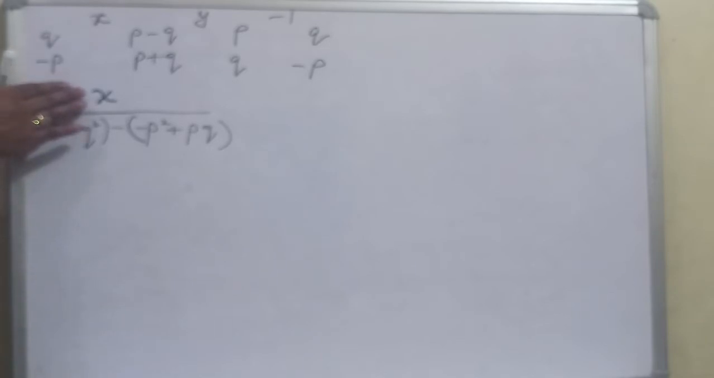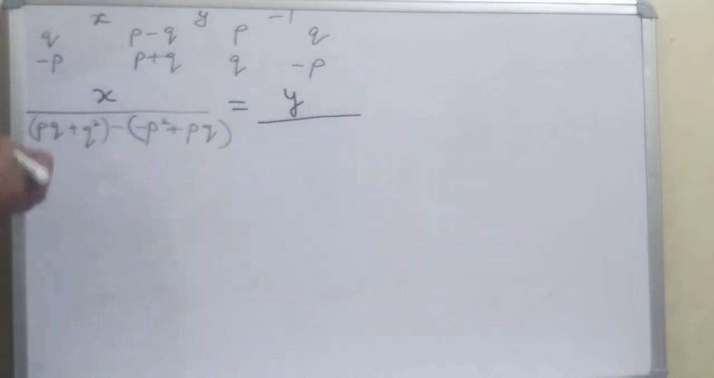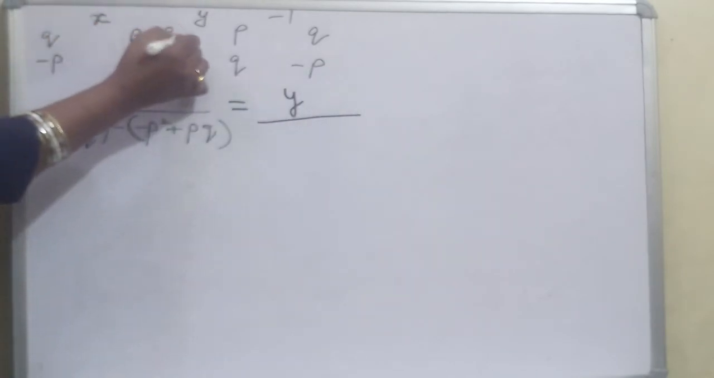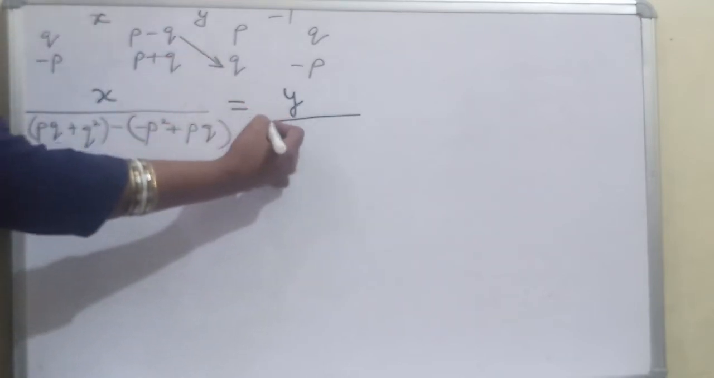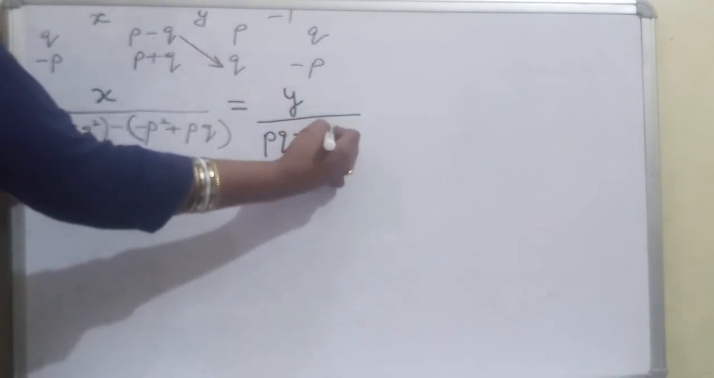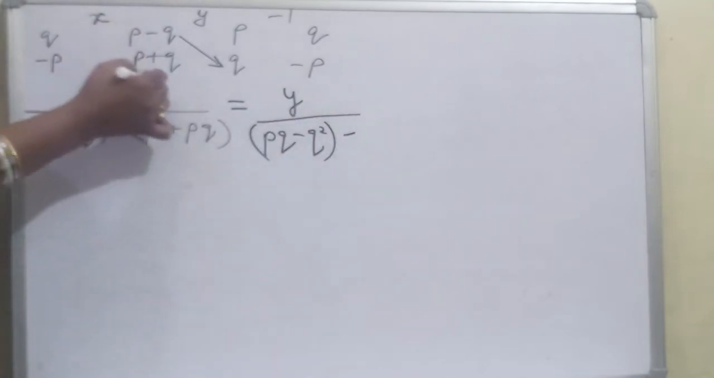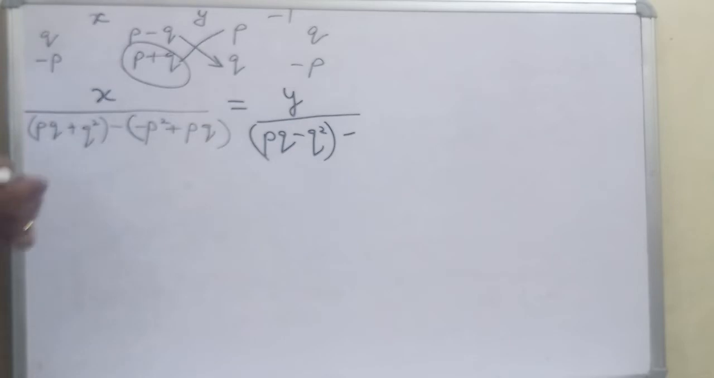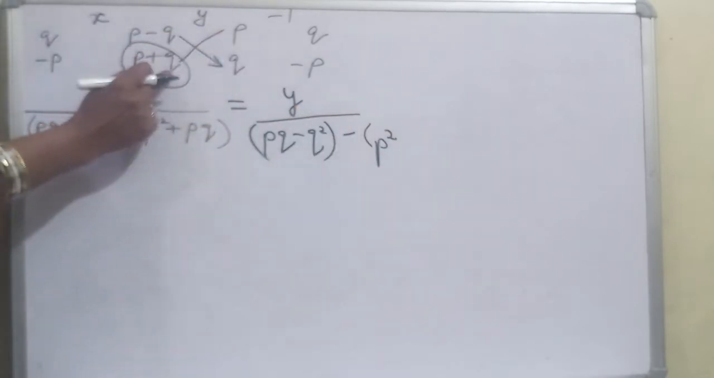So now we have found x upon. These are the values which you have to put in the denominator of x. After that we will put equal to y upon. And y upon what will come? The multiplication of these two, p minus q into q. What do I get from here? pq minus q square. Again I have to put a sign of minus. Then multiply this p plus q with p. So p square and plus pq.